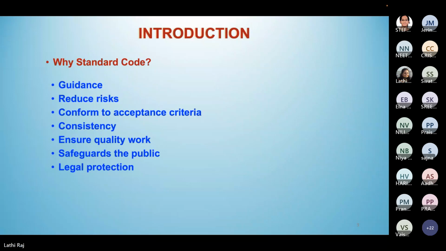And another important thing is conforming to acceptance criteria. So if you have to accept certain criteria, that should conform to certain rules.